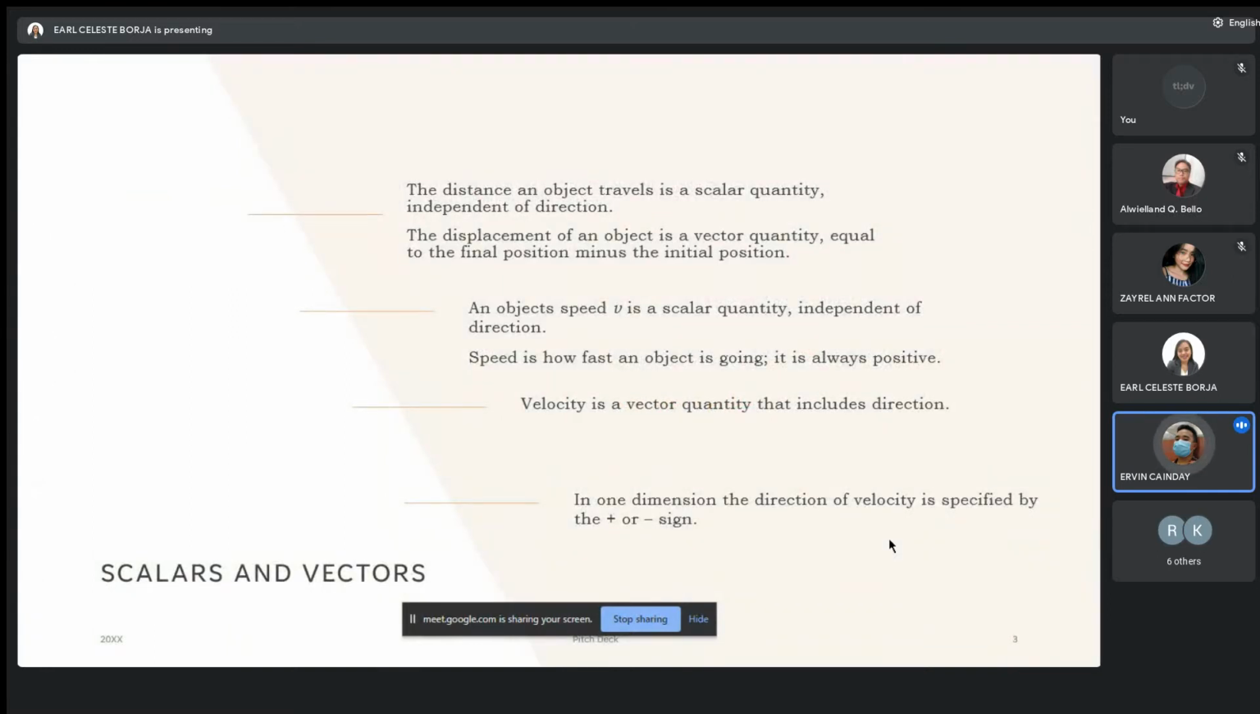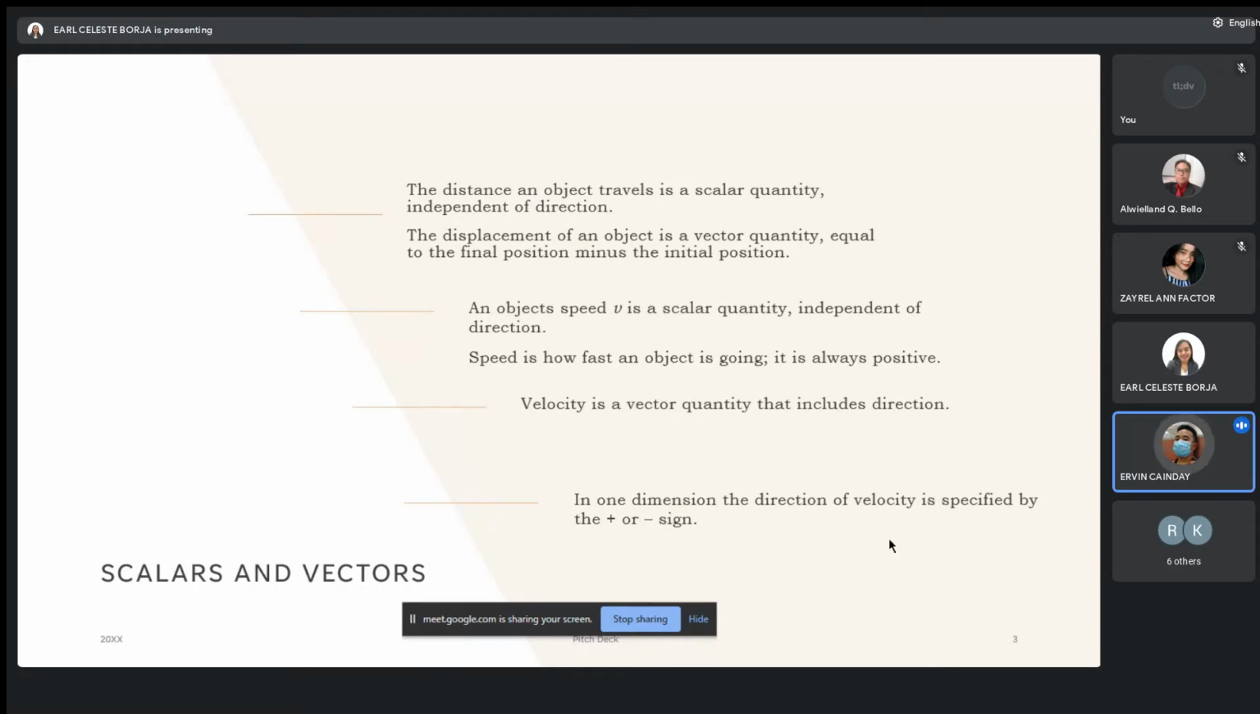So the first topic is called scalars and vectors. A scalar is the distance traveled, and it has no direction. For an object, speed is how fast the object is going. It's always positive. The formula is v average equals change in d over change in t.